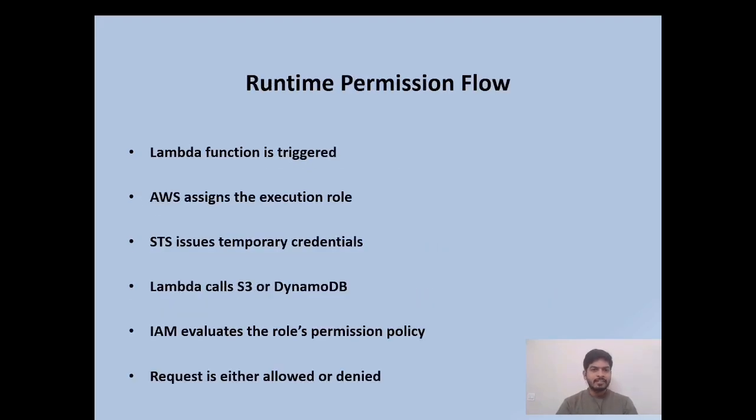Now, let's understand the complete flow. When the Lambda function is triggered, AWS assigns the execution role to the Lambda function. Then AWS calls STS AssumeRole. STS issues temporary credentials. When the Lambda function calls an S3 bucket or DynamoDB, IAM evaluates the role's permission policy, whether the request is allowed or denied. In this process, everything is temporary, secure, and managed by AWS. No secrets are stored, nothing is hard-coded.